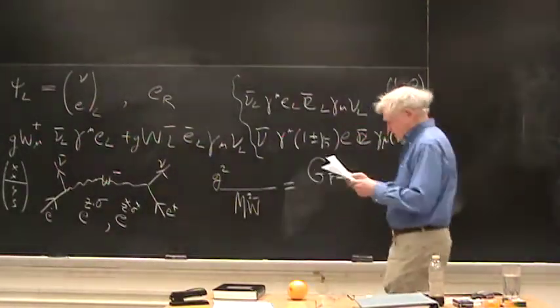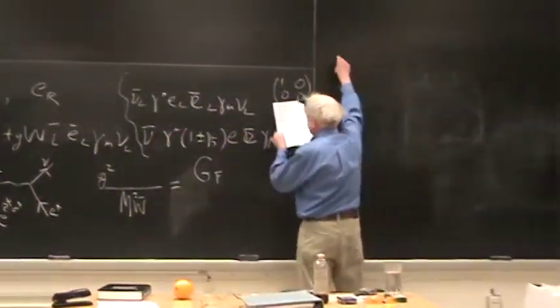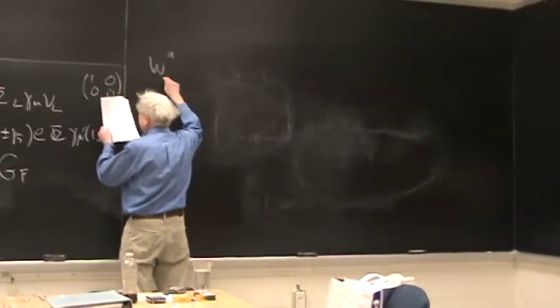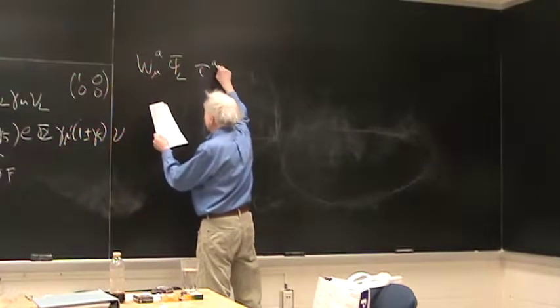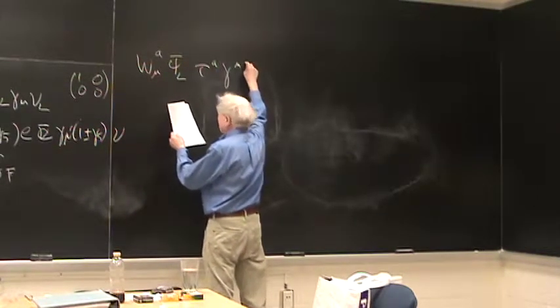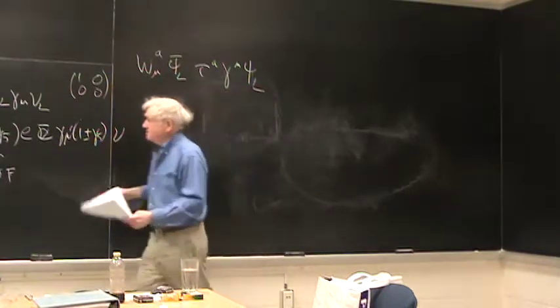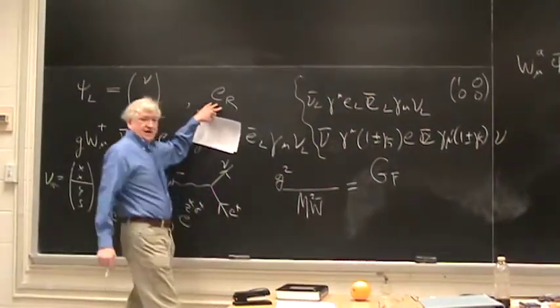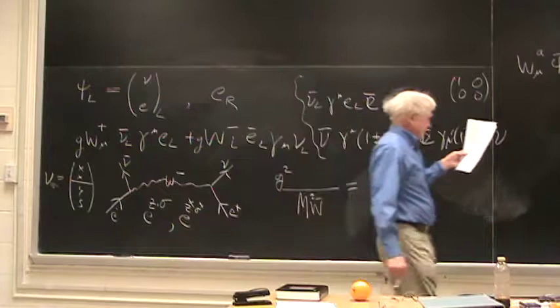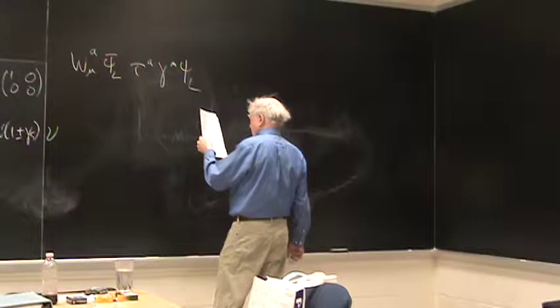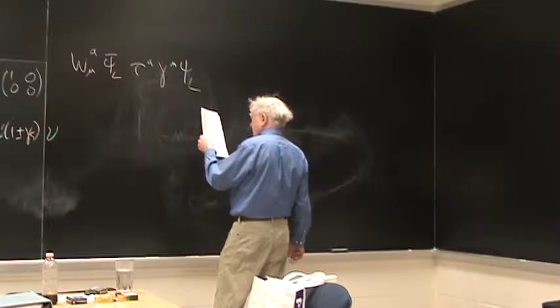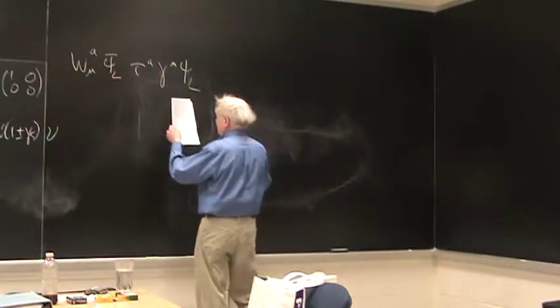Okay, so the interaction then is W^A_mu psi bar L tau^A gamma mu psi L, where psi L is this thing here, nu E. We don't really need to include ER in there. Well, we will. It'll be in there enough, somewhere. I don't see it here at the moment. So we're just doing the psi L part at this point.